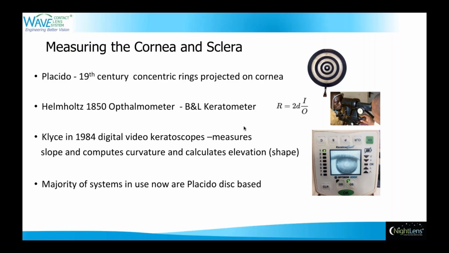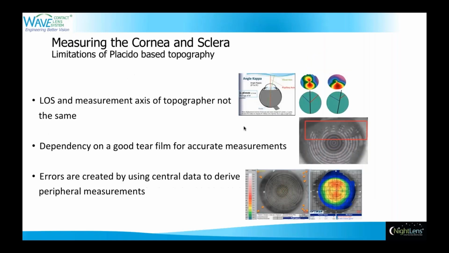In the 80s, we've got the advent of computers and digital video keratoscopes. It's going to measure slope and compute curvature and calculate the elevation and shape, but of course, it's just a calculation and not a true elevation. And of course, the majority of systems in use to now are these placido disc-based systems.